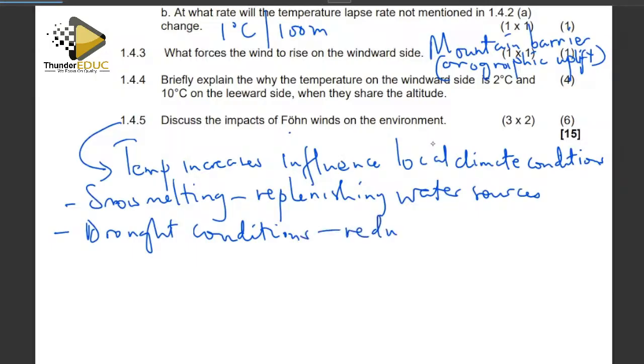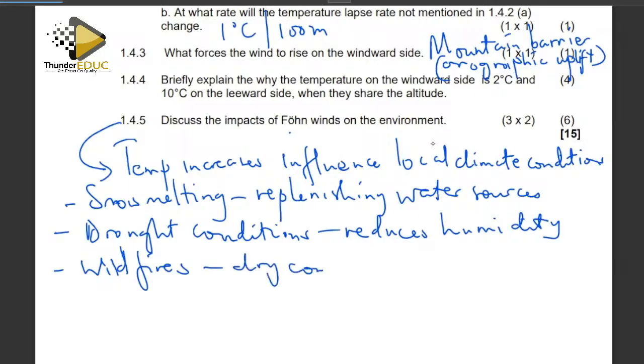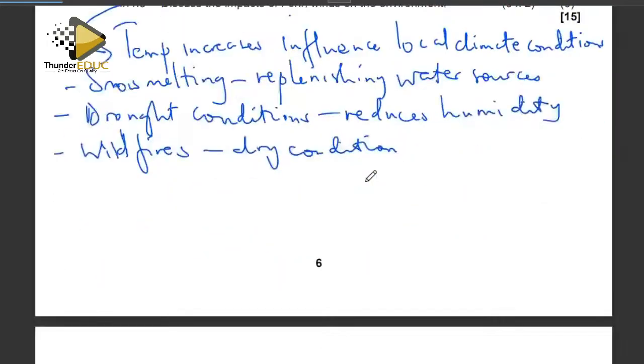Since it reduces humidity. Because of reduction in humidity, the air becomes dry. It facilitates dry conditions in the areas of effect, and also the risk of wildfires. Because of excessively dry conditions, we have a risk of wildfires starting. And the other impact, we can also talk of impacts like ecosystem disruption.